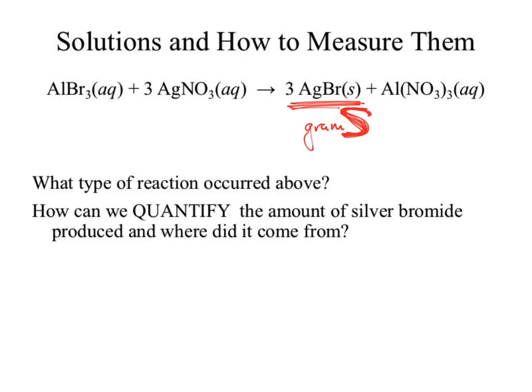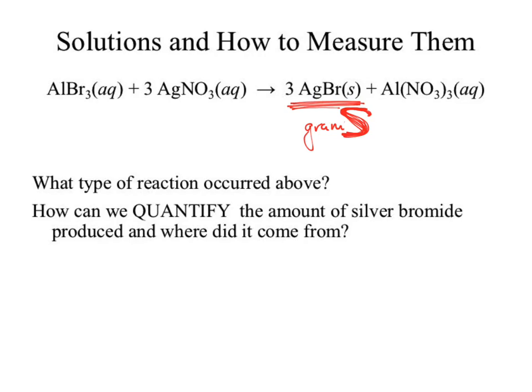Why does that become a problem for this equation? Because on the left-hand side, you only have liquids. Do I have liquids on the left-hand side? No, I have aqueous. So if I measured the grams of aluminum bromide, what am I measuring the grams of? Aqueous. Elaborate on aqueous. The grams of aluminum bromide and the grams of water. Is water producing silver bromide? No. How do you know that? Because it's not in the chemical equation.